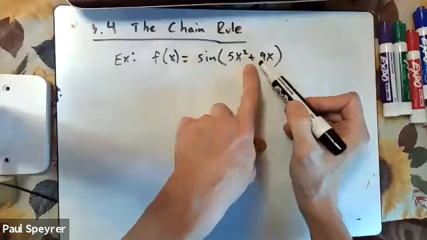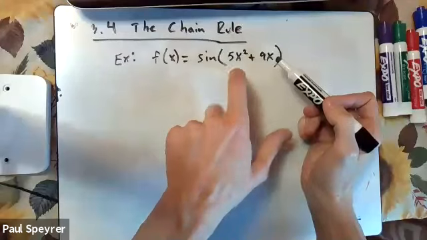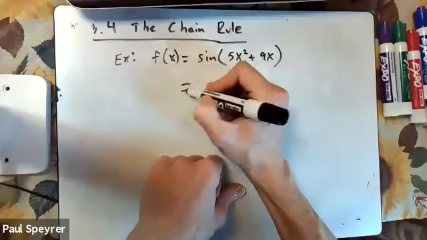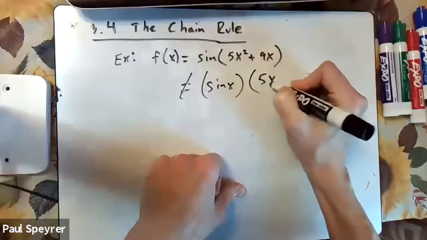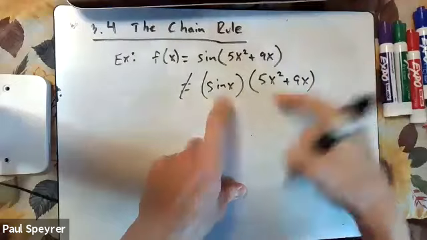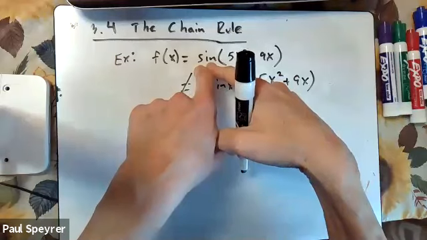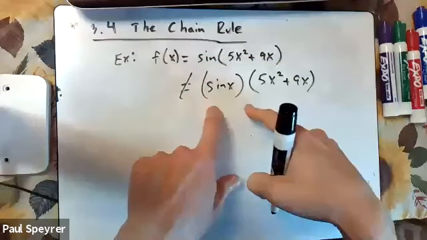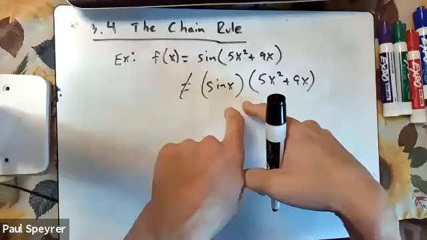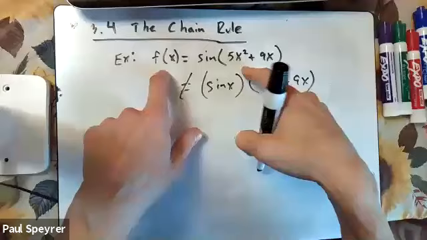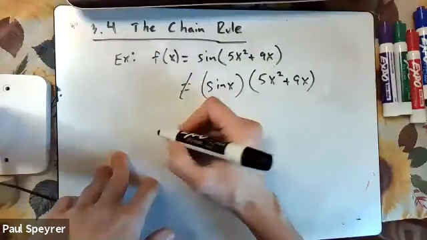Why? Because we have an algebraic expression trapped inside of a trig expression. This does not mean multiplication. This does not equal sine of x times 5x squared plus 9x. That's not true. This 5x squared plus 9x is embedded in the sine. We are taking the sine of this expression. So again, this does not mean this times this. A lot of people do that. This is again an example of where we would use the chain rule, and we'll work this out in a little bit.